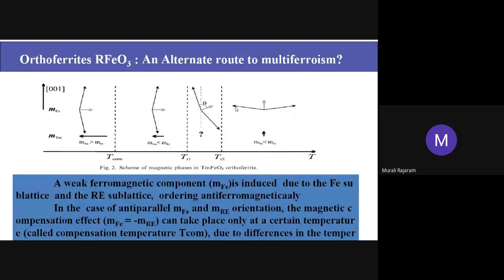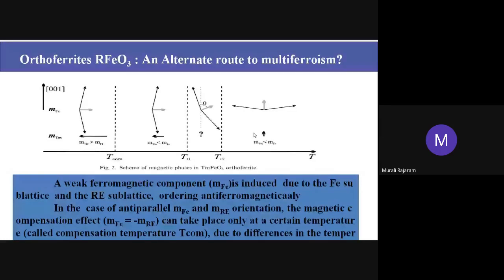So the iron ions on different lattices are not anti-parallel, but they are slightly twisted, so that will induce a ferromagnetic component in one direction. Okay, so this is the temperature scale, and above a certain temperature, these are all antiferromagnetically oriented. Your ferromagnetic component is in this direction.